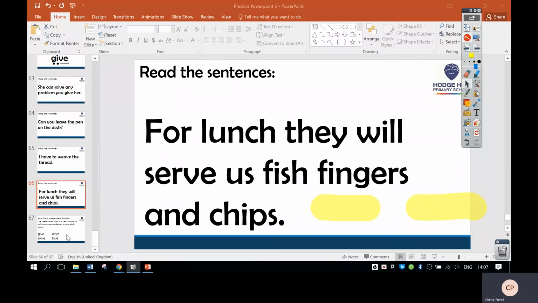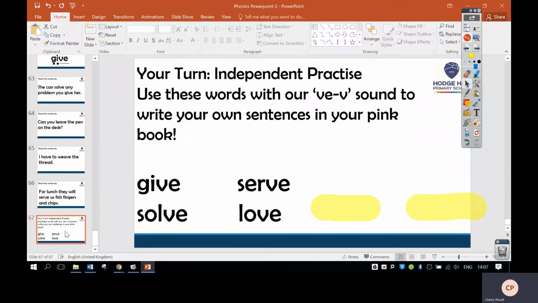Okay, Year 2, that is the end of our phonics session. Now, what you will need to do is it's time for your independent practice. So this you'll do on your own. There are some words on the board that have the V sound, and what you can do is write some super sentences in your pink book using those words. Now, do not forget to use your capital letters and full stops, and to make your sentences even better, you might want to use adjectives, conjunctions, or you might even want to use a question mark. So you could write a question using one of those words. So you can pause the video and now have a go at writing those sentences.